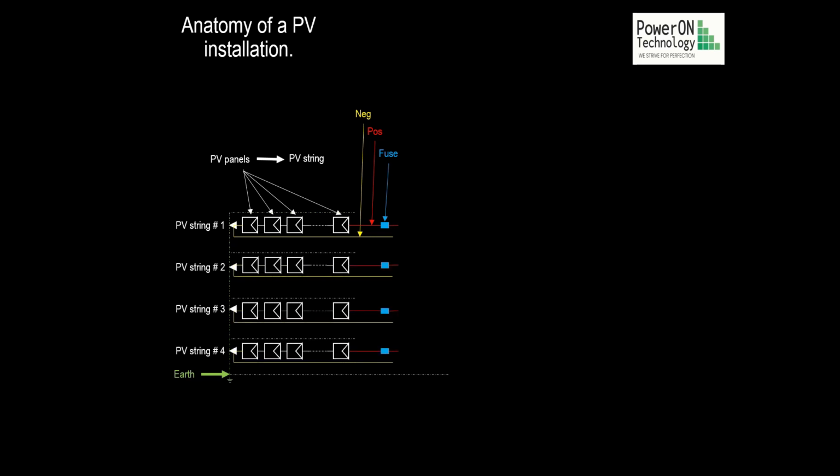Several more strings are usually included in a typical PV installation. In this example, there is a total of 4 strings. In large PV farm installations, the number of strings run into the hundreds and more. The positive and negative poles of the individual strings are connected onto positive and negative bus bars. There is a fuse in series with the positive of each of the PV strings. As will be shown, these fuses offer limited protection. There are fault conditions where these fuses offer no protection at all.